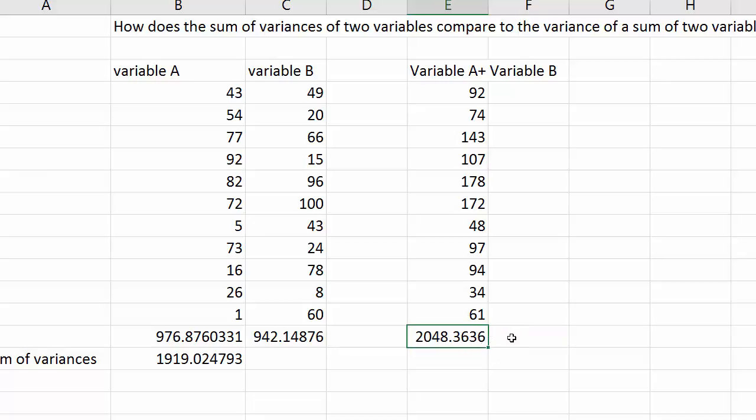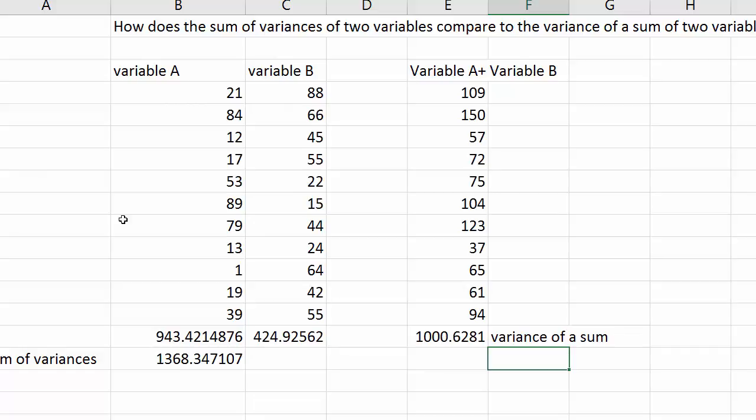So this is the variance of a sum. So this is for 10 variables. You'll notice that the sum of the variances is 1368 for this particular batch of random numbers. And the variance of the sum is 1000.